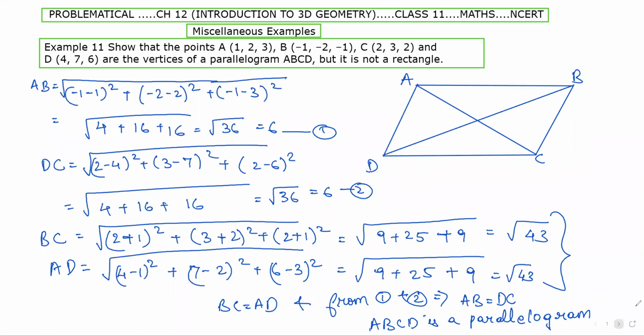Let's calculate these diagonals. If the diagonal values are equal, it is a rectangle. If they are unequal, it's a parallelogram. So now you're supposed to calculate AC and BD. Your AC will be equal to root of C minus A. So 2 minus 1 whole square plus 3 minus 2 whole square plus 2 minus 3 whole square.